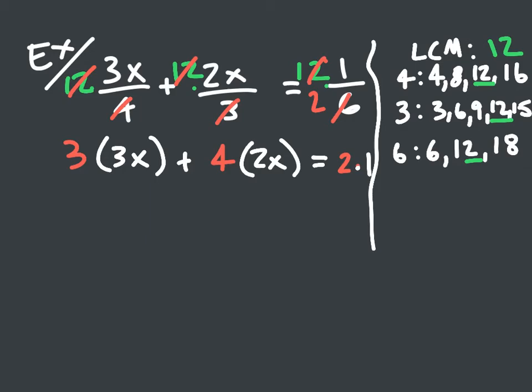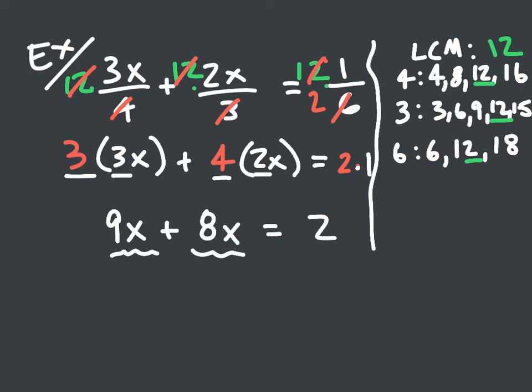All right, so now let's do the math here. I'm going to multiply 3 times 3x, which gives me 9x, and then plus 4 times 2x, which gives me 8x, and that's going to be equal to 2. Now I want to combine my like terms, so 9x plus 8x is going to give you 17x, and that's going to equal 2.